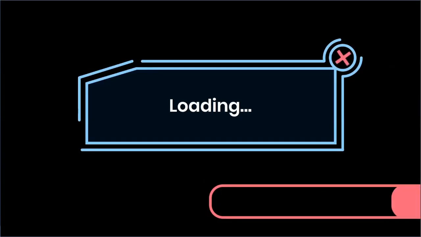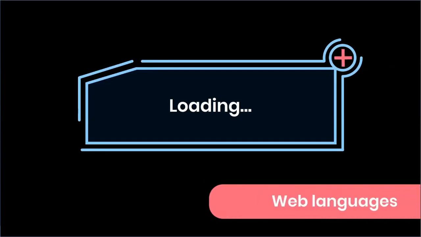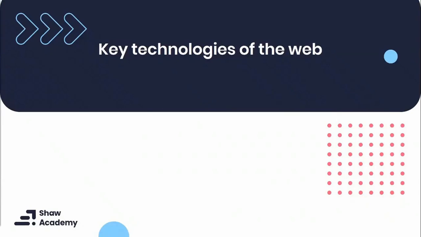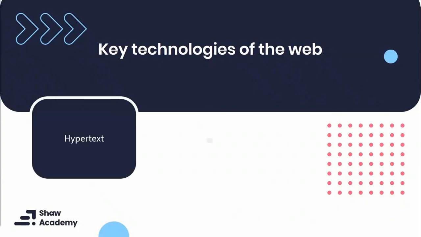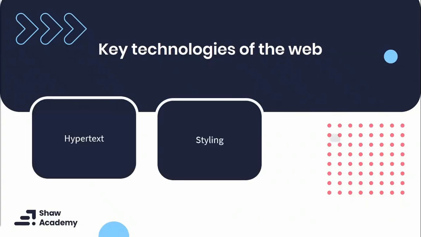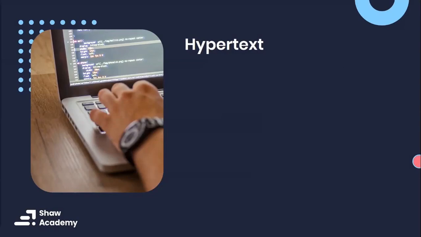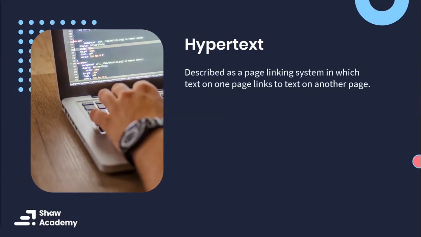Wonderful. Now for our final topic, as promised, web languages. And in this section, we're going to be covering CSS, HTML as our markup language, and then have a look at some examples. Now, generally speaking, there are three core technologies of the web, and these are not necessarily the only three, but these are the basic three that we need to understand for now. And this includes hypertext, our styling language, as well as the graphical user interface, otherwise known as the GUI. Now, hypertext basically describes a page linking system on the web.